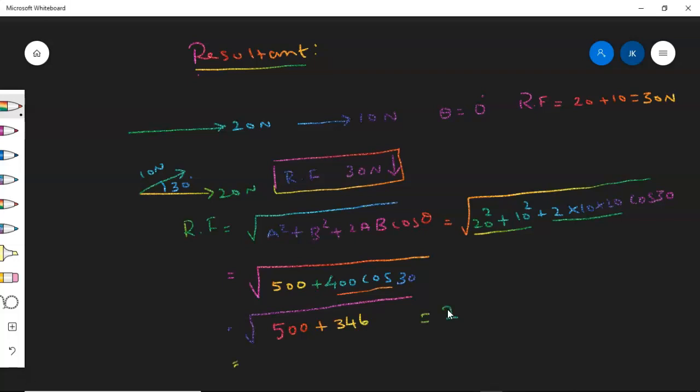This gives 29 Newton. Before it was 30, now 29. As the angle increases, the resultant force decreases. So let's take another angle.